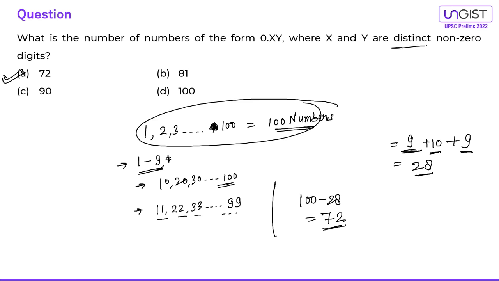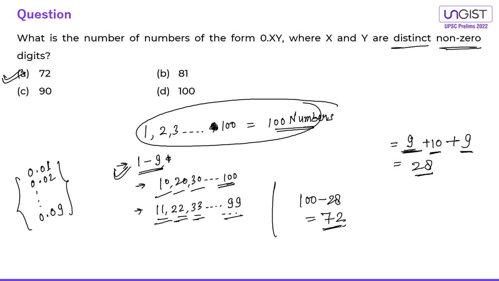Because they are saying distinct non-zero digits. So obviously 11, 22, 33, up to 99, they can't be used because both the digits are same. And when they are saying non-zero, so obviously 10, 20, 30 and 100 can't be used. And also 0.01 can't be used, 0.02 can't be used, up to 0.09 can't be used. So that's why we have removed the single digit numbers also. Fine. So total 28 numbers will be excluded. So 100 minus 28, the answer is 72. Okay, everyone, fine.